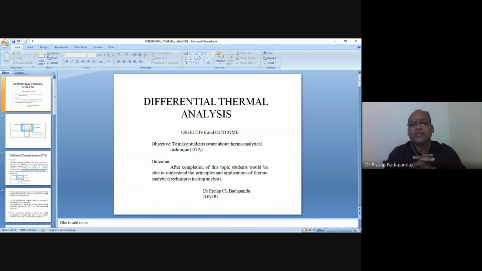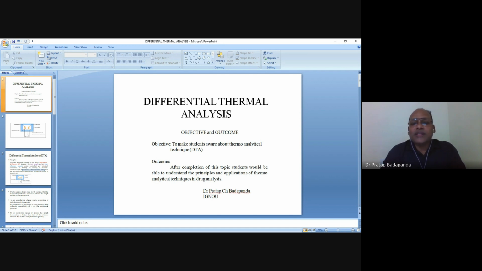The objective is to make the students aware about the thermo-analytical techniques. Okay, so the importance of DTA is that it is a thermo-analytical technique, which is essential for all of your areas of study. Then what is the outcome after studying differential thermal analysis?